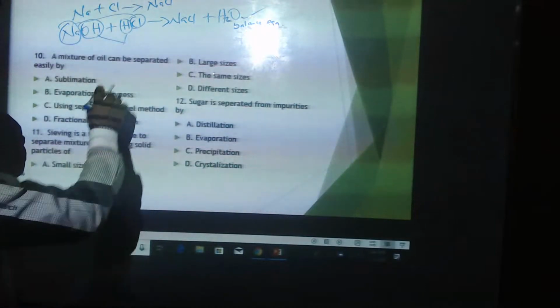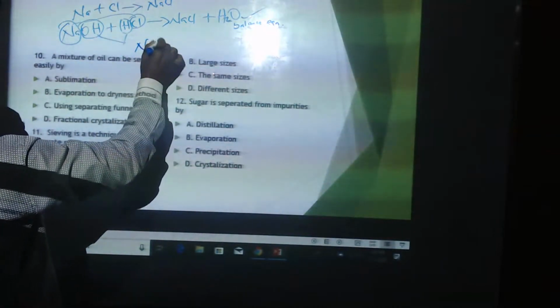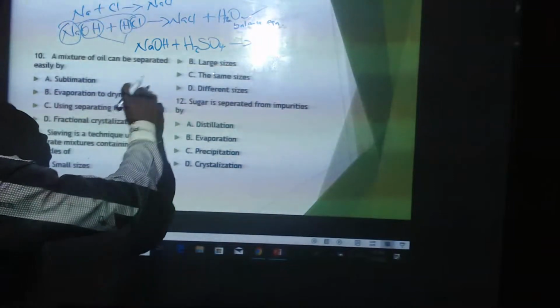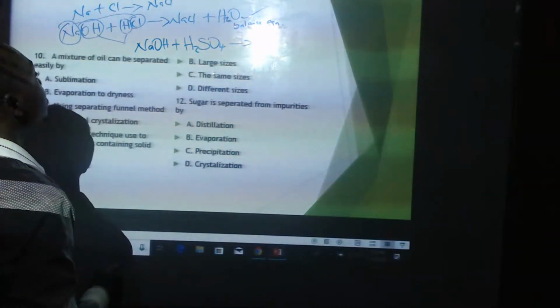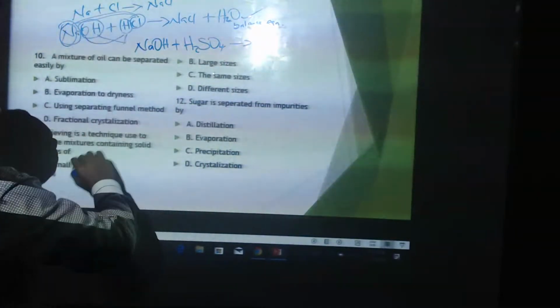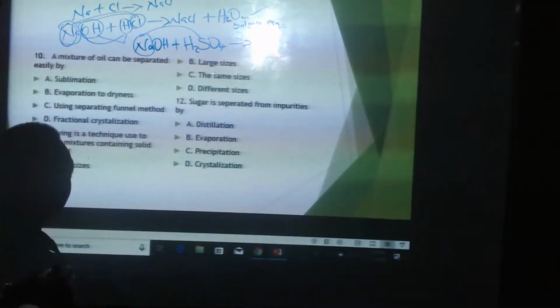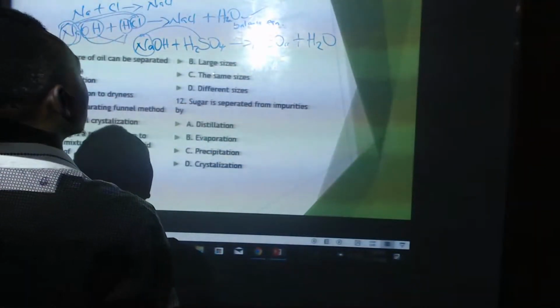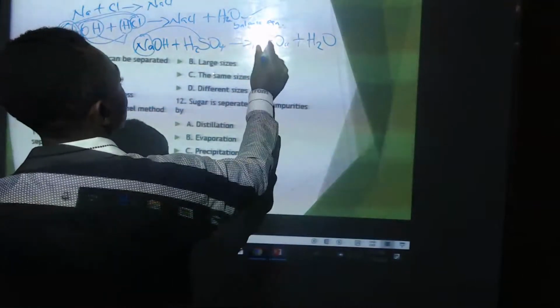Now, what if we are now given sodium hydroxide plus H2SO4? We now have to balance this. Sodium hydroxide plus H2SO4. Now, you begin to wonder how am I going to actually balance this? Now, look at the way I actually pick this. So you're still going to do the same thing. So now, very good. You now put this plus water. Now you can't just write this like this.